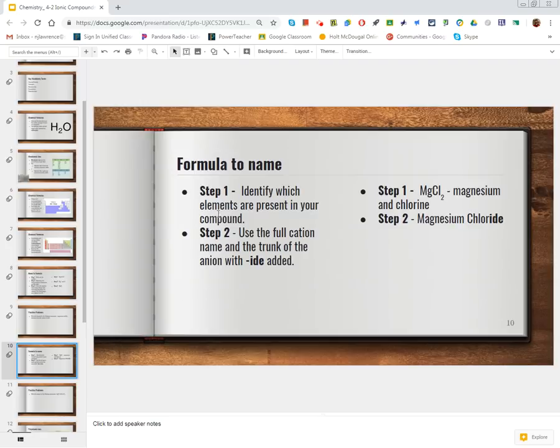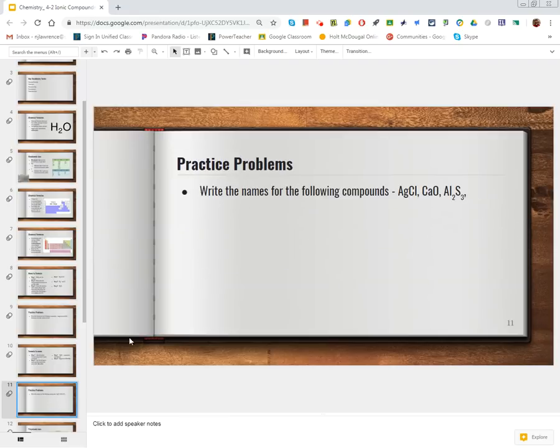So again, identify the elements present, use their naming from their ions, and just stick them together. So again, step 2, use the cation name, which would just be the magnesium ion. We drop the word ion, and then we add the ending IDE to the stem, so we get chloride. So again, magnesium chloride. Let's practice. Again, if you want to watch me do the first one, you can. If not, go ahead and pause the video and try these yourself to get this down.